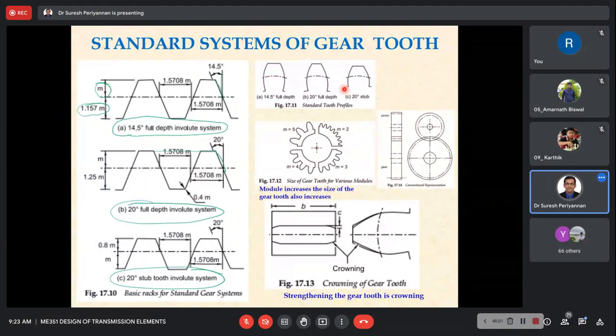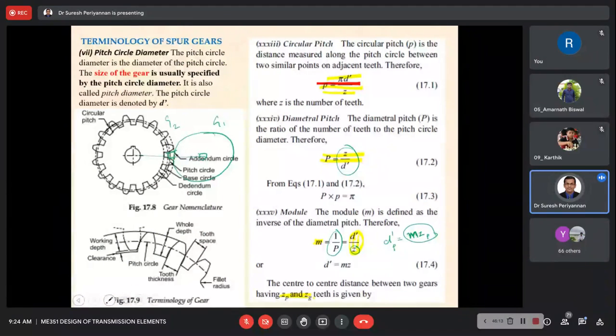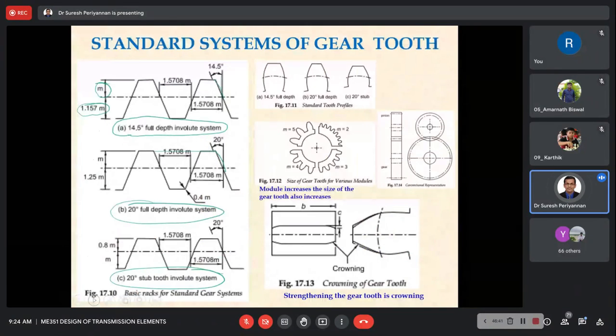Now, when the module is small, the number of teeth will be more. You come to the relation here. Model is small, the number of teeth will be more. The result will come here: Z is equal to D' by M. When M is decreased, the number of teeth will be more.